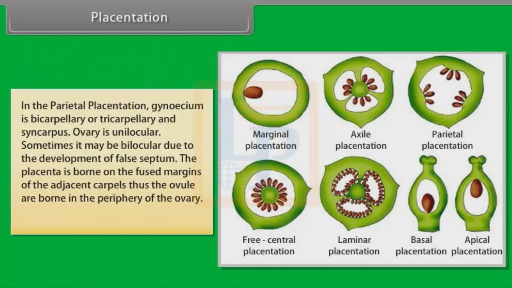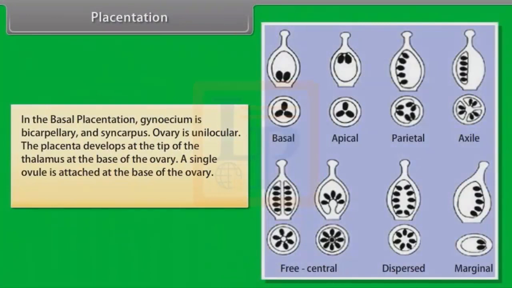In the parietal placentation, gynoecium is bicarpellary or tricarpellary and syncarpous. Ovary is unilocular. Sometimes it may be bilocular due to the development of a false septum. The placenta is borne on the fused margins of the adjacent carpels. Thus, the ovules are borne on the periphery of the ovary. Example: Cruciferae.